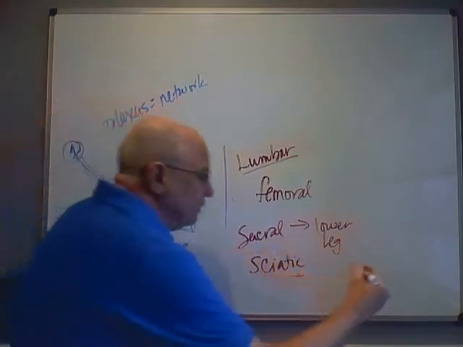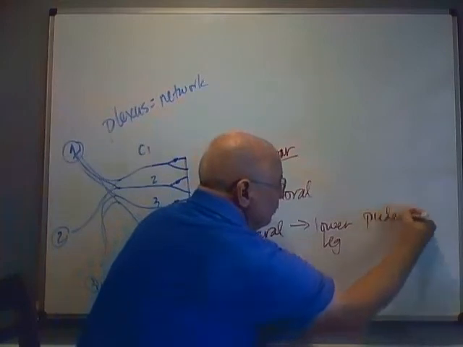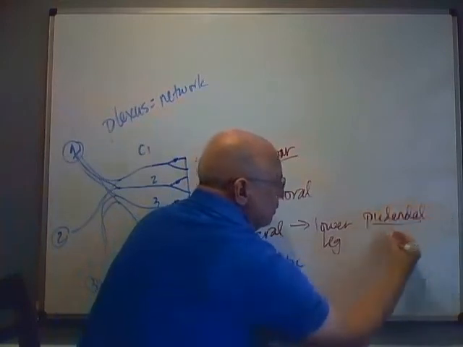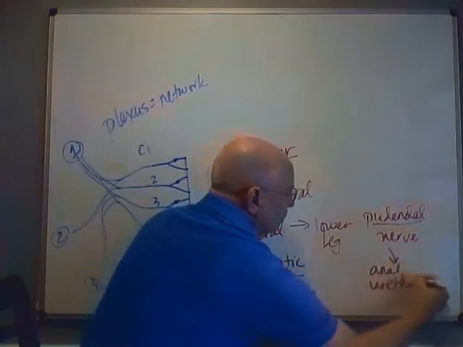There's one other nerve that comes out of there that's important. Called the pudendal nerve. The pudendal nerve innervates both the anal and urethral sphincters.